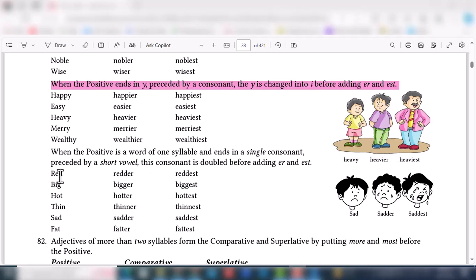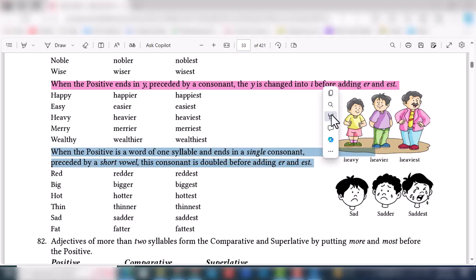For example, we have the vowel sounds in the middle of these words, and at the end we have the consonants. So we repeat the consonants twice to make the comparative and superlative degrees. For example, red, redder, reddest, and big, bigger, biggest. That means we are doubling the d, then the g, then the t, and then the n. This is the second step to make the comparative and superlative degrees.